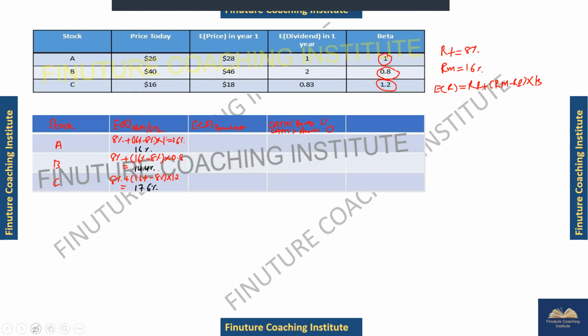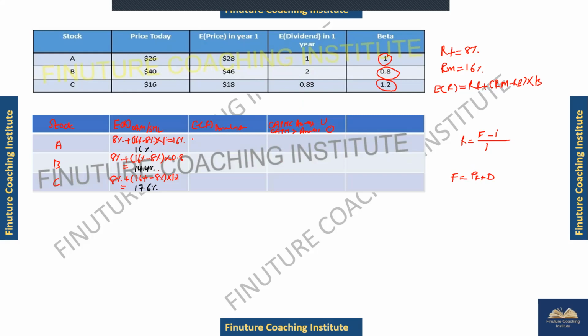How will I calculate? It's very simple. We have been given the price today, the expected price 1 year later, and the dividend. In between the year you get dividends also. So I'll just apply the simple formula: returns is equal to final price minus initial price divided by initial price. But your final price would be the price 1 year down the line plus the dividend.